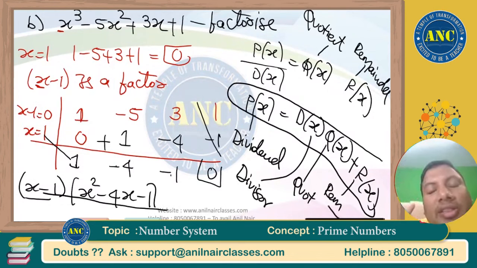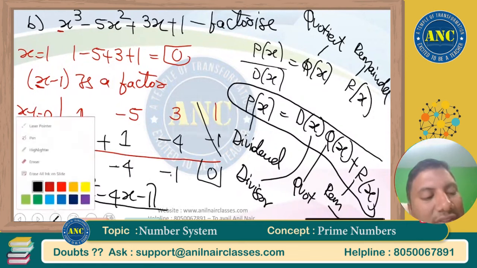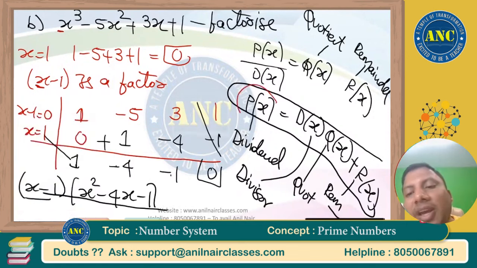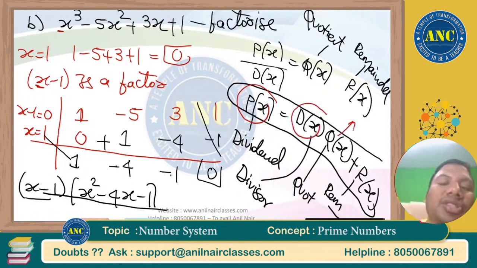That means in the expression, p of x and d of x will be given. The quotient we can determine by using synthetic division, and the remainder also we can determine by using synthetic division. I hope you got the idea.